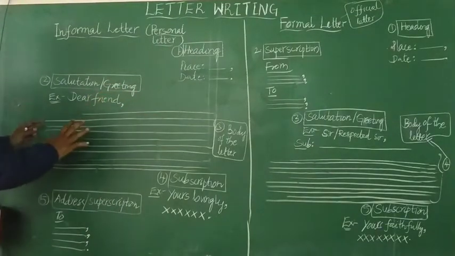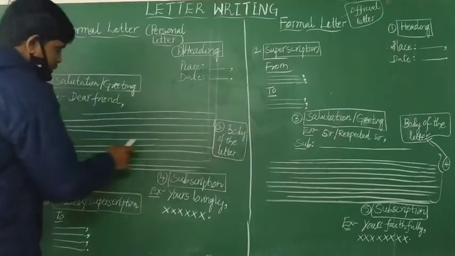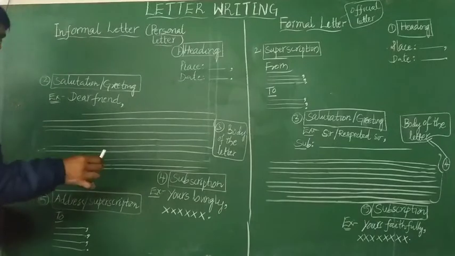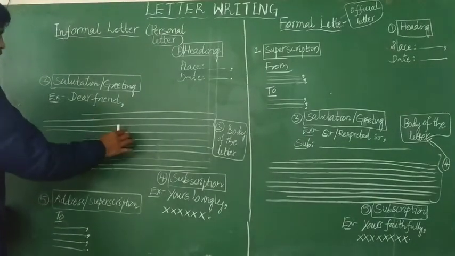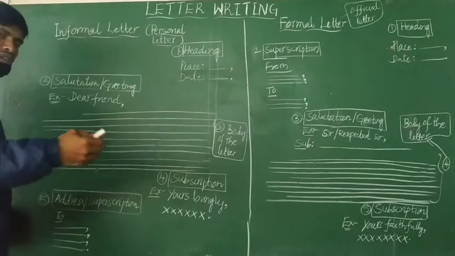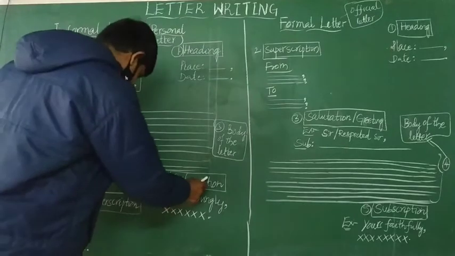For your understanding I have written them here. Next, this is the body of the letter. The body of the letter must be between 2 to 3 passages, and it must be in informal language also. You should write without spelling mistakes. Next, the fourth one is subscription.